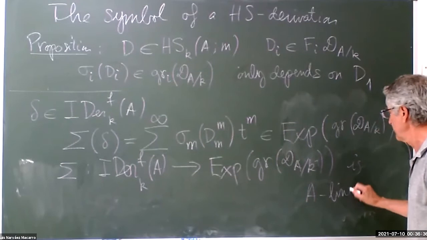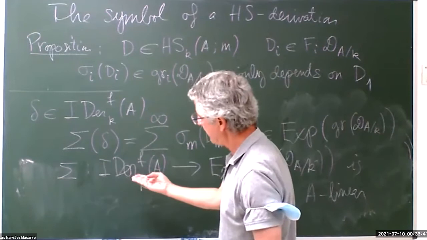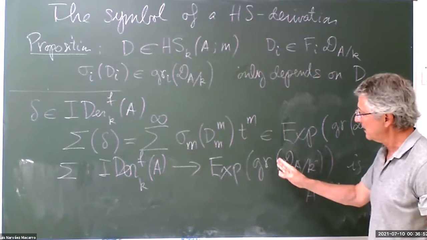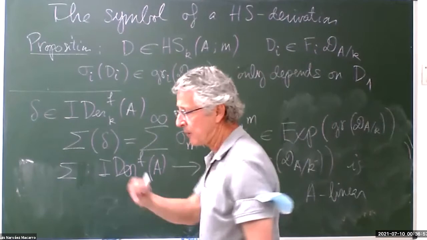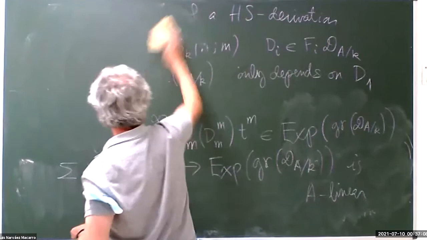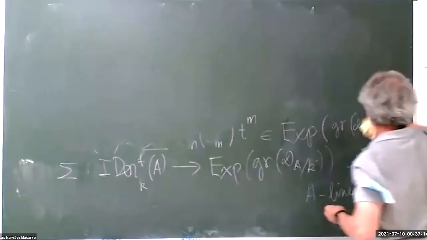So we have obtained a canonical map from finite integrable derivations to the exponential series with respect to the associated graded ring of differential operators. And now I am not going to enter into these details. Everything I am explaining here on the blackboard is contained in the Beamer presentation.